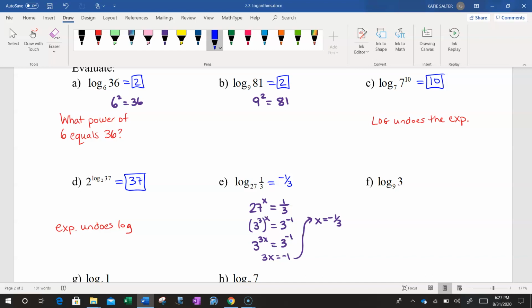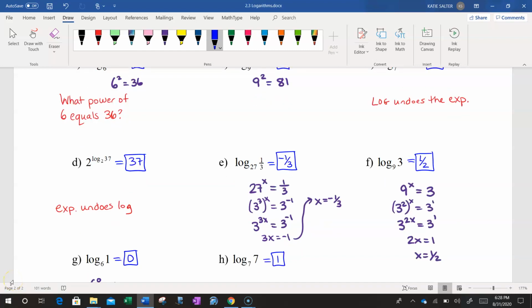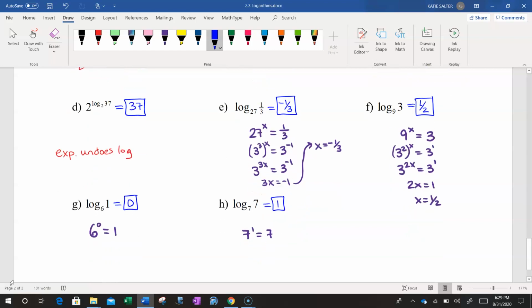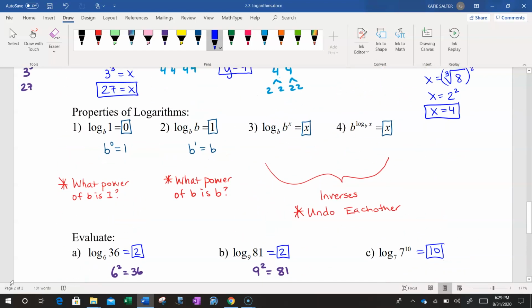All right, so I want y'all to pause the video and try F, G, and H. When you're finished, start the video back. Okay, so for F, some of y'all will be able to see this without work. 9 to what power gives us 3? Remember, this is all about exponents and powers. Well, the only way that was going to happen is if it was a fractional exponent. We know that the square root of 9 is 3. But if not, you can work it out just like we did the last one. You break it down to have the same base, work your way through, use property of equality, and we get x is 1/2.